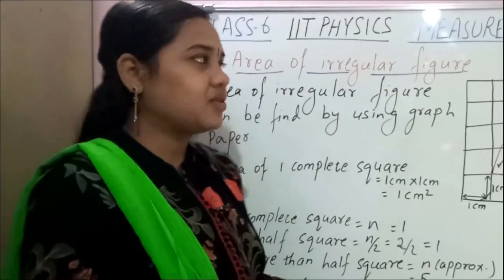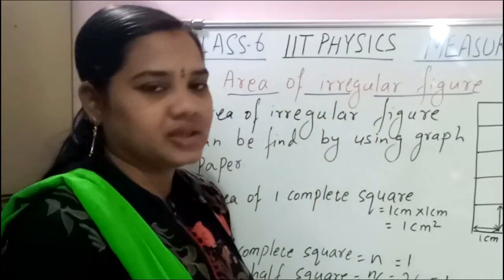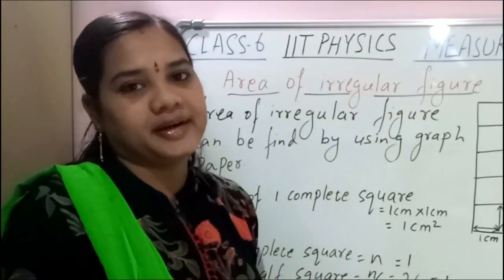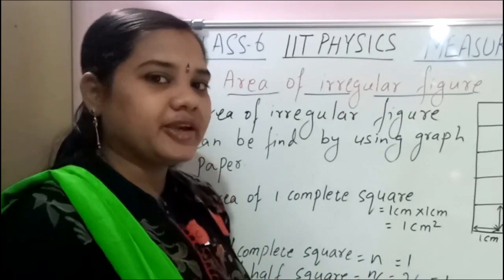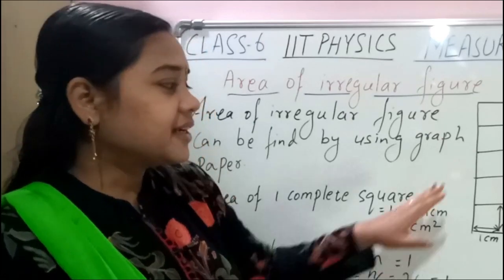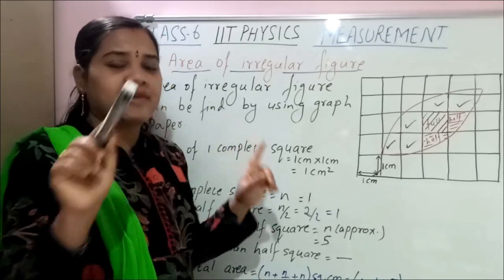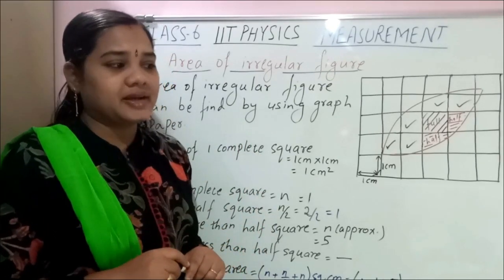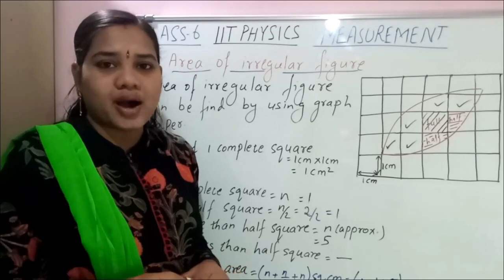So what is our topic? Today's topic: area of irregular figure. How to find the area of irregular figures, irregular objects. We can find the area of irregular objects by use of graph paper. Graph paper, you know, children. In that, the paper is divided into square boxes.